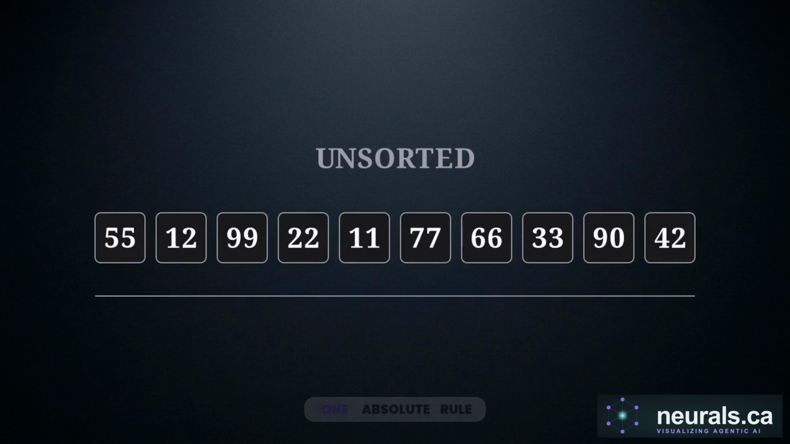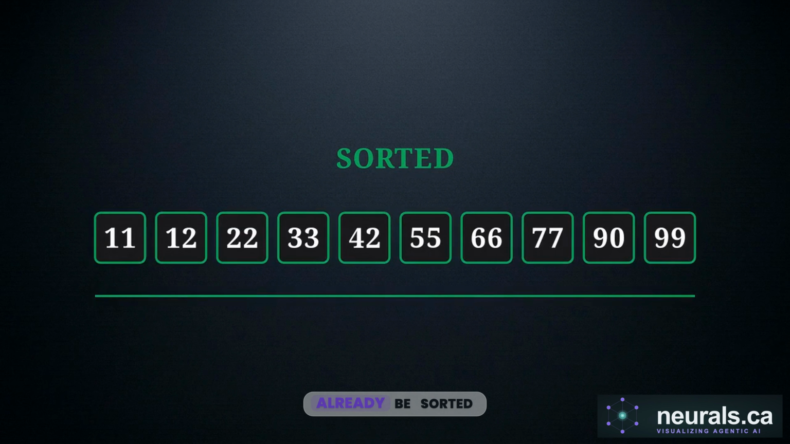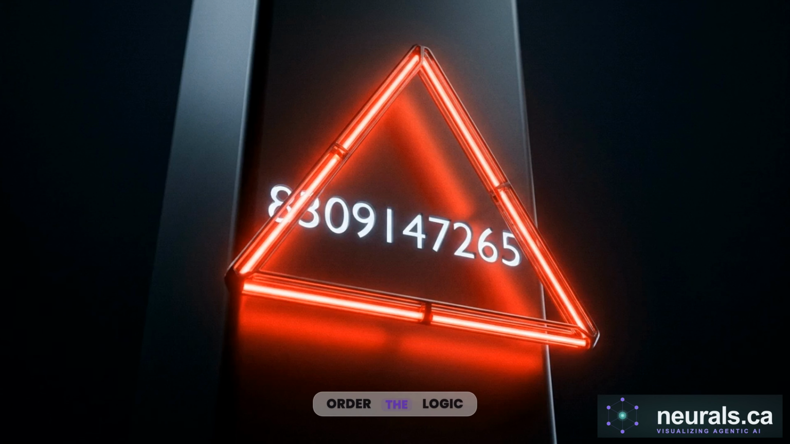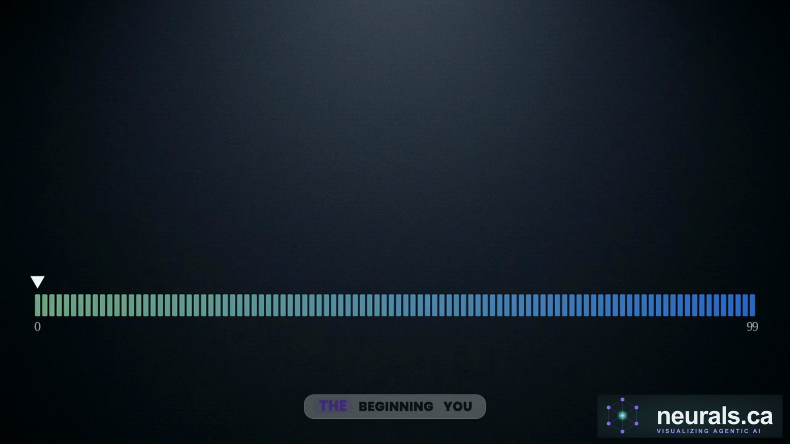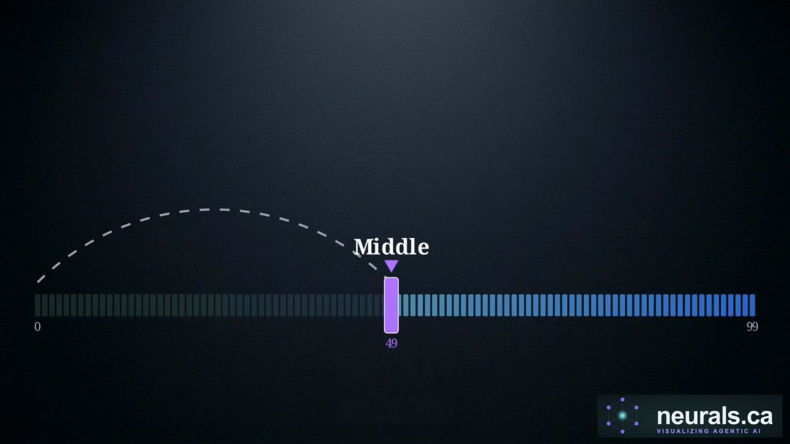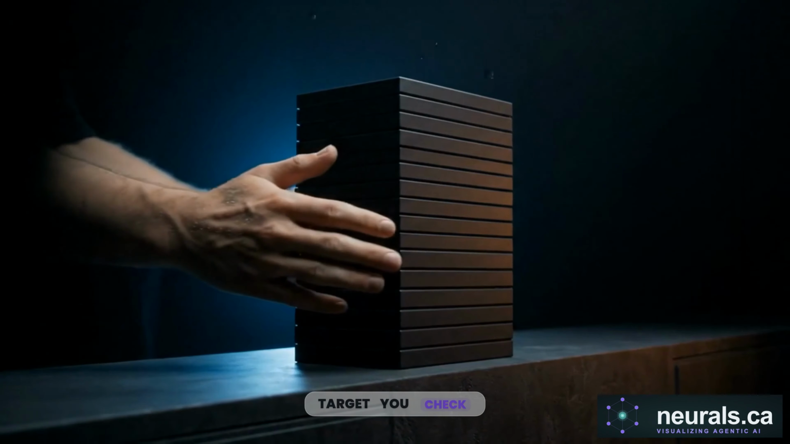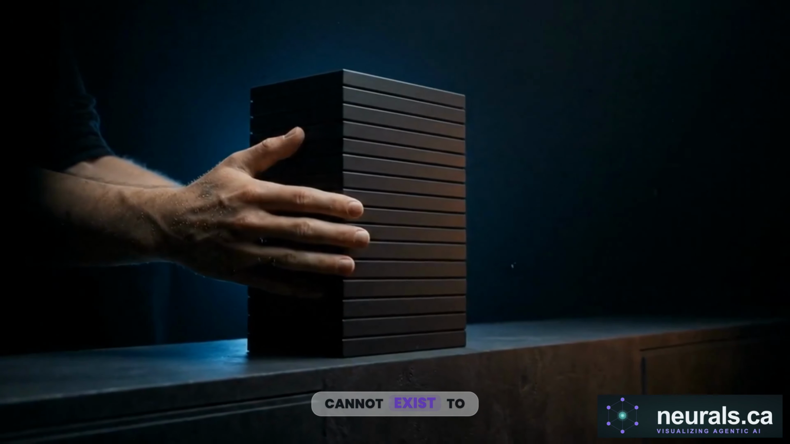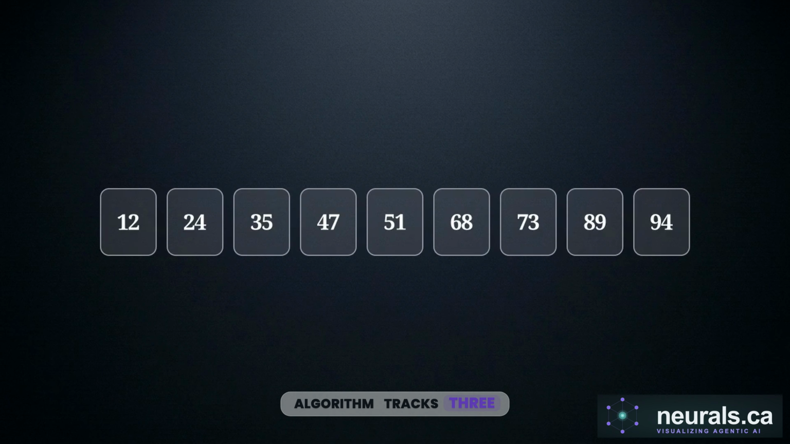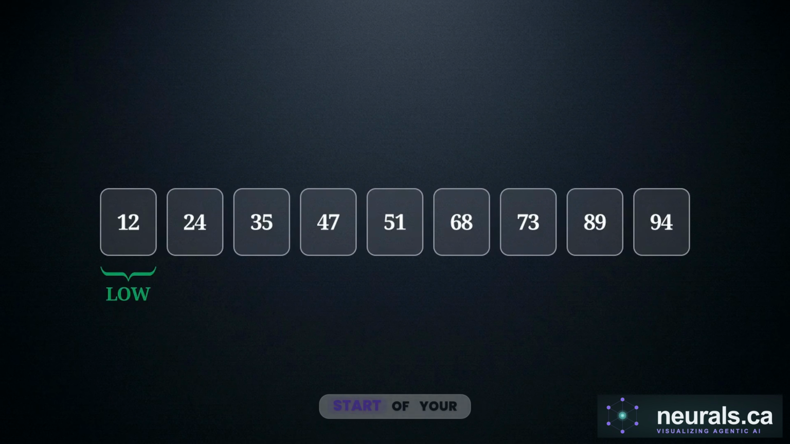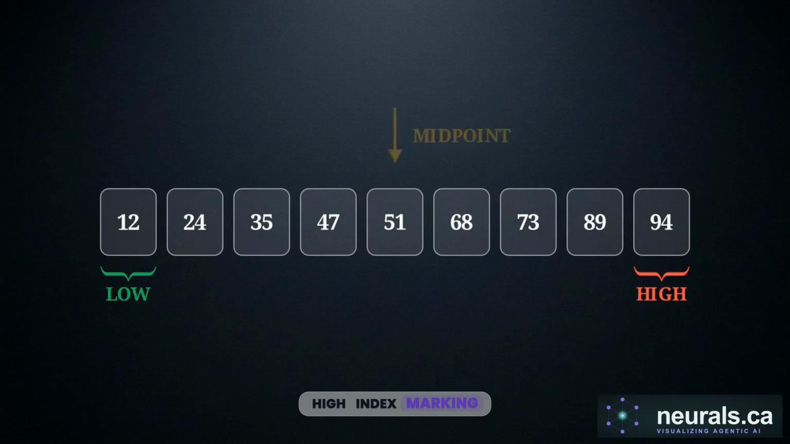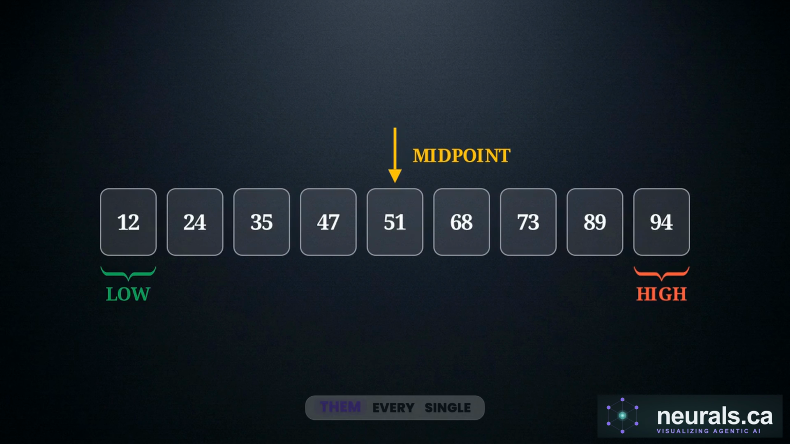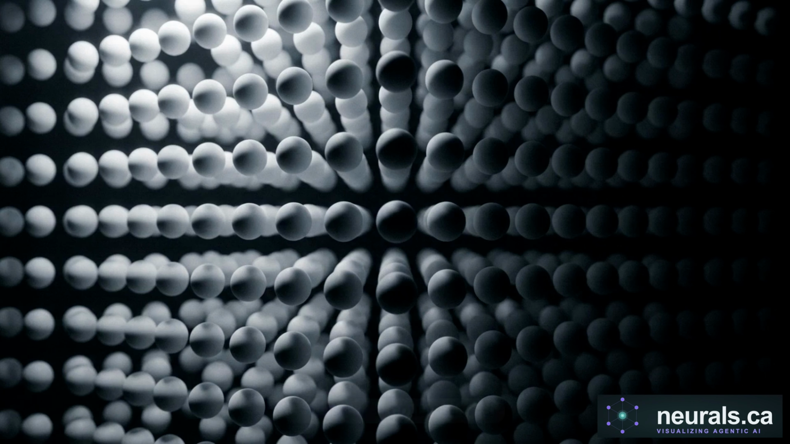Binary search has one absolute rule: the data must already be sorted. If the list is out of order, the logic will silently return the wrong answer. If the data is sorted, you don't start at the beginning, you look at the exact middle of the list. If that isn't your target, you check whether it's higher or lower, and permanently discard the half where it cannot exist. To do this, the algorithm tracks three positions: a low index marking the start of your search area, a high index marking the end, and the midpoint between them. Every single time you check a midpoint, you instantly collapse the remaining problem set by 50%.